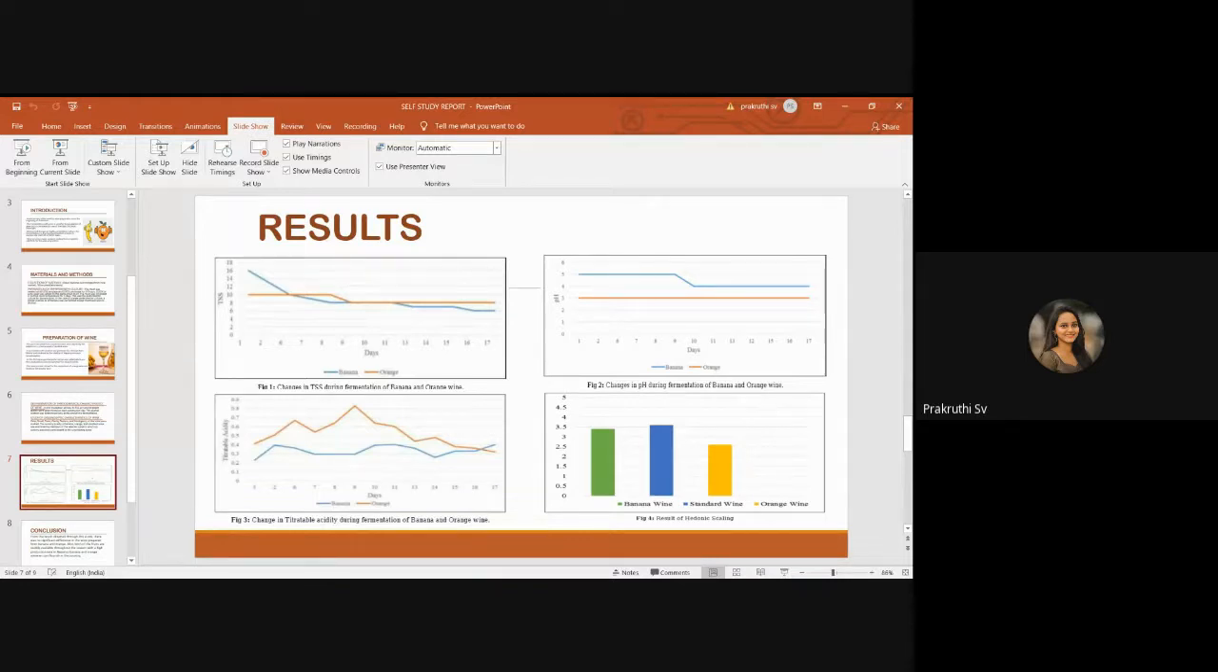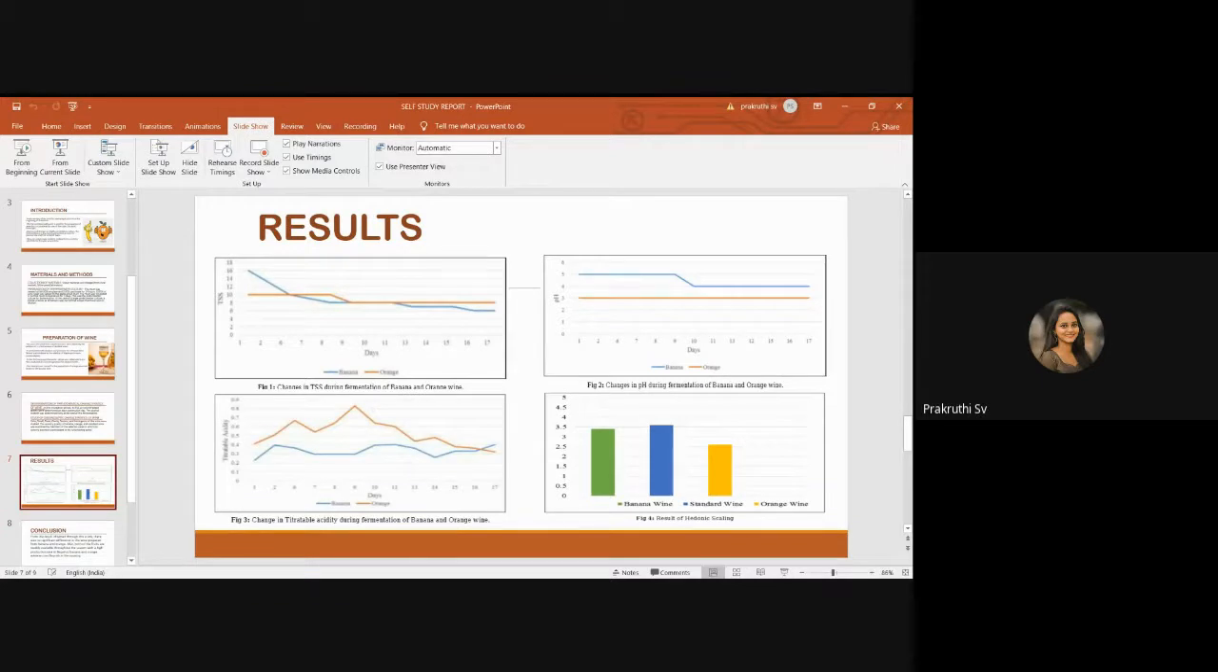The value of pH during the fermentation of banana and orange wine is shown in figure 2. The initial pH of banana was 5, which dropped down to 4 till the end of fermentation. In the case of orange, the initial pH was 3, which remained constant till the end of fermentation.